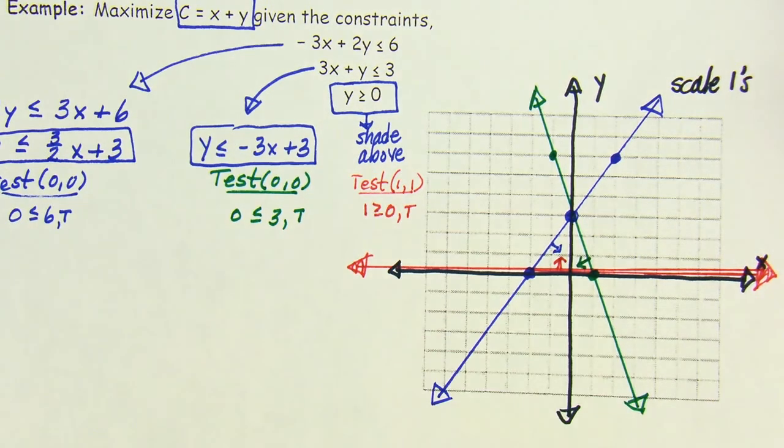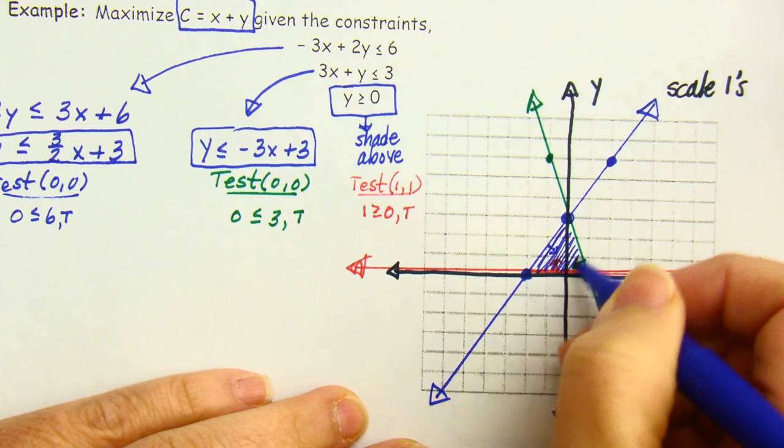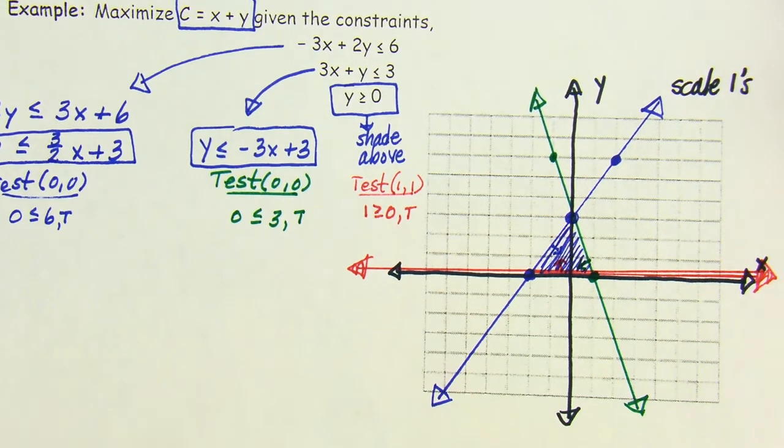So my shaded section for this problem is inside that triangle. So now I'm going to shade the whole thing in. And that's called my feasible region.